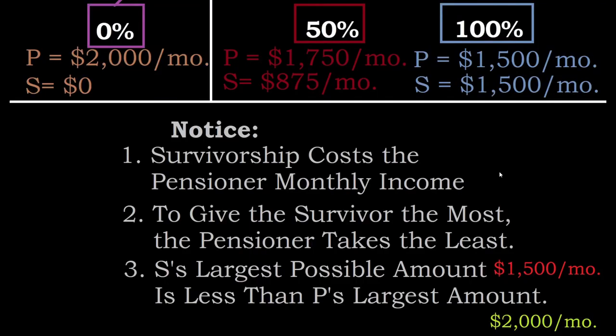Of course, your numbers will almost certainly be different than the ones that I'm looking at here, but the basic principles will doubtless hold. There will be some amount that is the most the pensioner can get and some lower amount that is the most the survivor could get. And you want to have those numbers fixed firmly in your mind, but for this example, the survivor's largest amount is going to be $1,500, and it's important to see that. There is no scenario where the survivor gets more than $1,500 on this example.